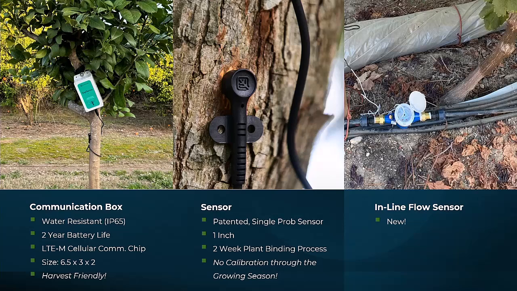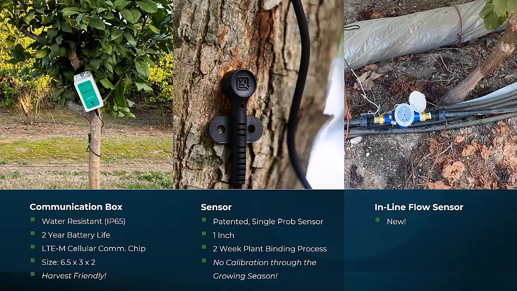And then it goes through what we call a 2-week plant binding process. And that 2-week plant binding process allows that healing time, allows us to normalize that data. And then after that period, the grower gets instant data. The data is live. So there is no calibration needed during the season. Also, I forgot to mention a really important aspect is this is harvest friendly. So we do not need to come uninstall and then reinstall for harvest, as long as we install in a good location. We shouldn't have to come out to do any repairs on the sensors for 2 years.